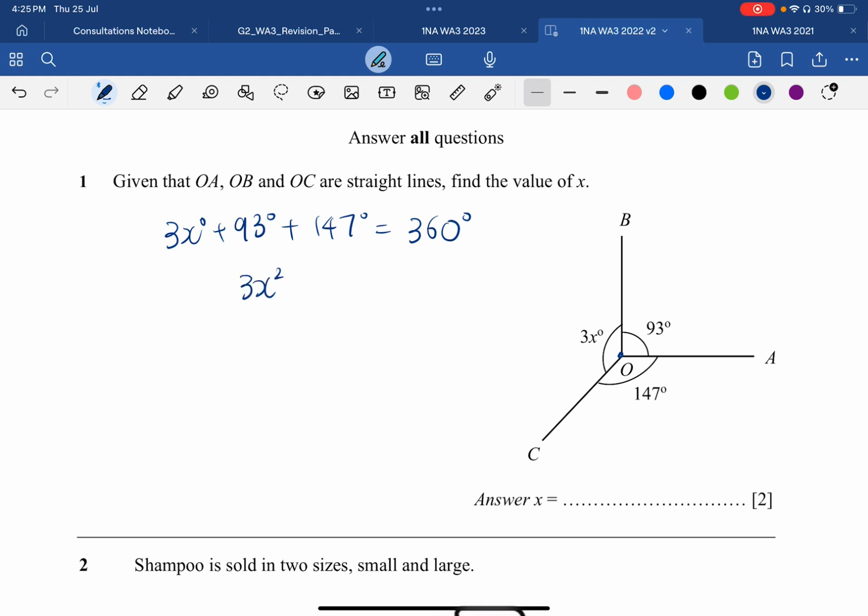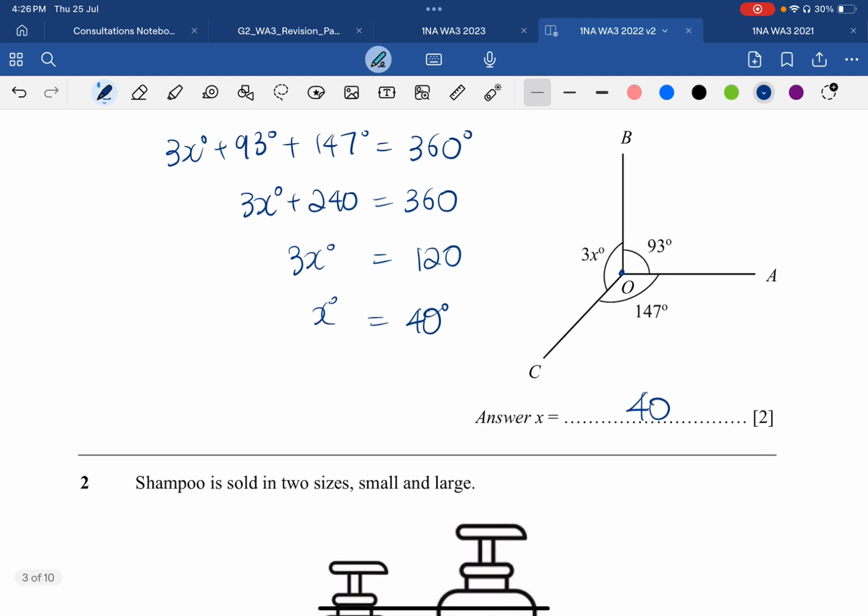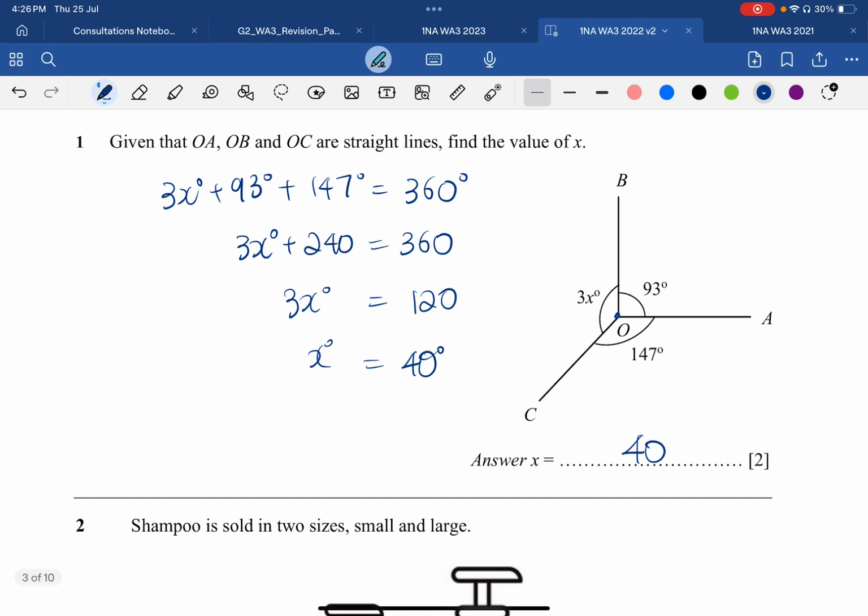So 93 plus 147 is 240. Okay, then you subtract 240 on the other side to give you 120. And then you divide by 3. So this gives you 40 degrees. So x is 40. Oh yeah, before that you should be writing your reason: angles at a point.